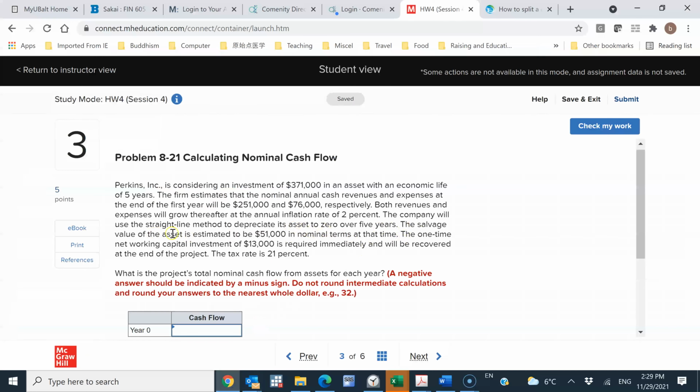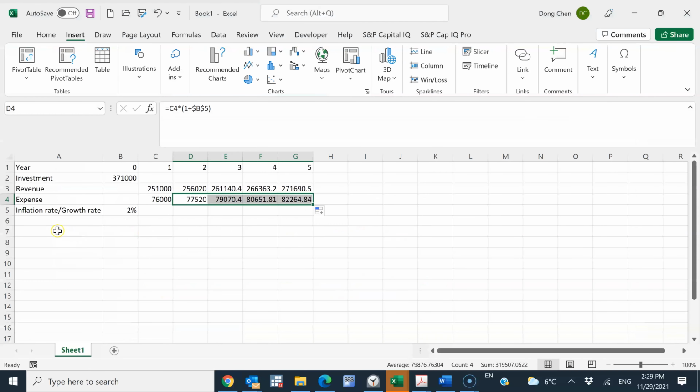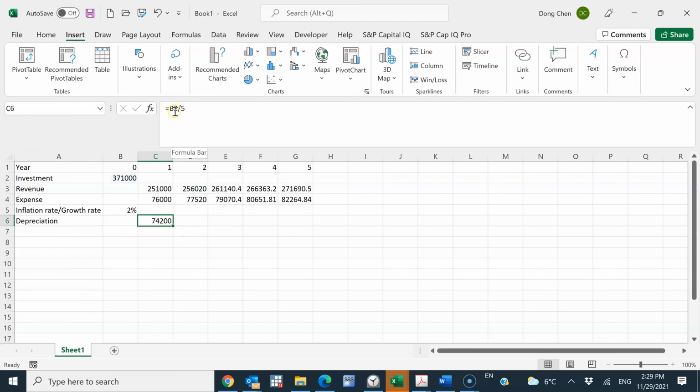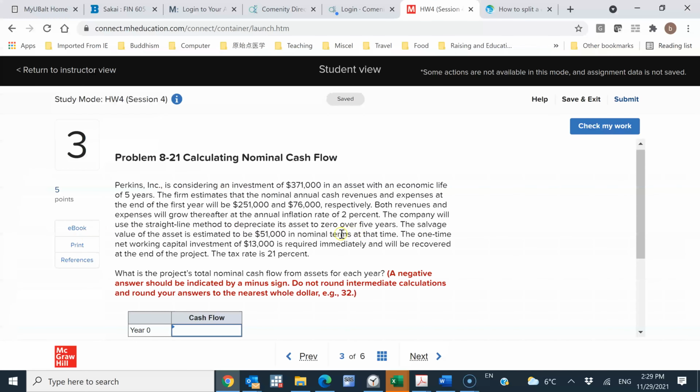The company will use the straight line method to depreciate its asset to 0 over 5 years. So this gives me the annual depreciation expense, which is the initial investment divided by 5. But I do want to fix the cell value for the initial investment for the same reason, because I want to extend this to all other years. So Excel will automatically calculate the annual depreciation for me. So that's the depreciation expense.